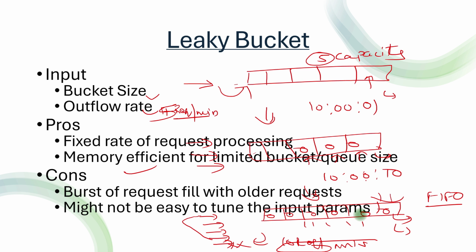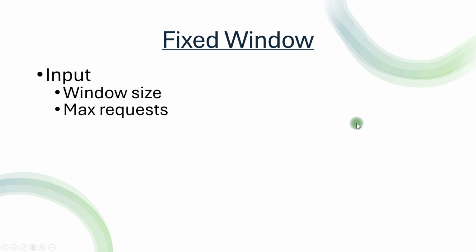It also might not be easy to tune the input parameters, since we have only limited, like 2 parameters. This is the con with this algorithm as well. Fixed window is even easier to understand. So here the input parameters that come into the picture are the window size and max requests.